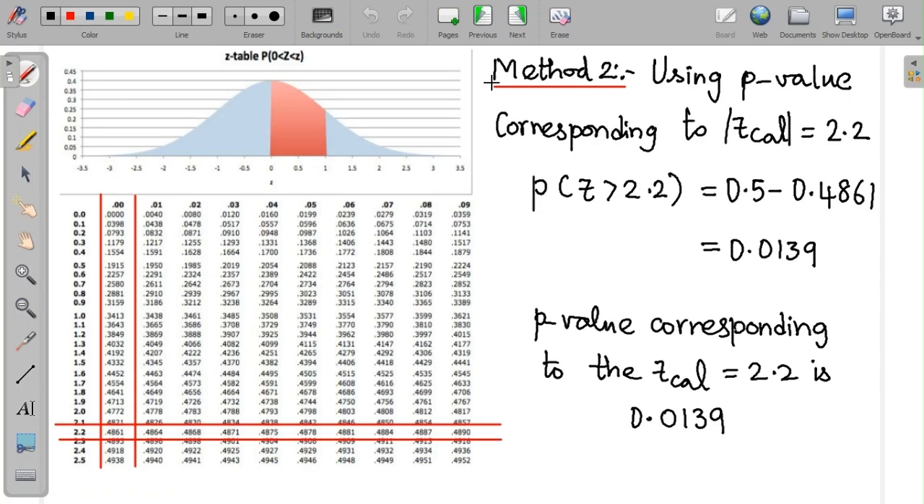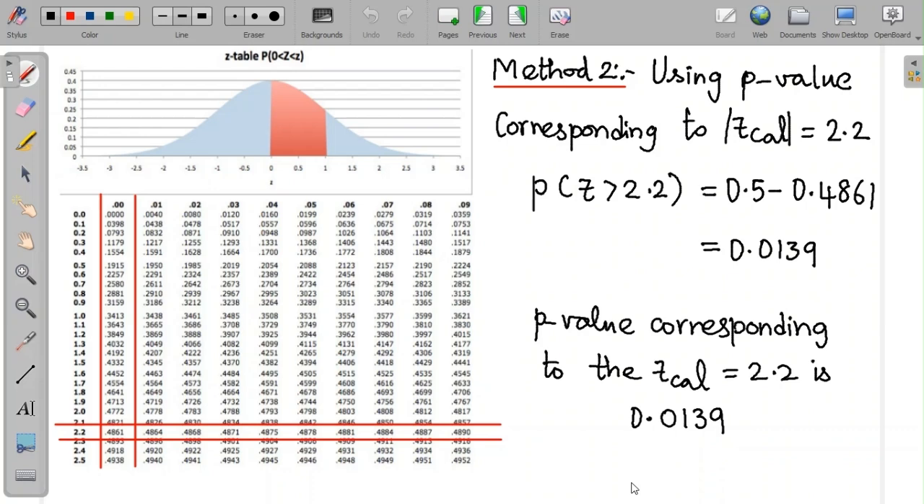Now, we'll discuss how to do the same thing with the p-value based approach. We determine the probability that the test statistic takes a value greater than 2.2. Once again, we use a normal distribution chart, and we find that the area to the right of 2.2 comes down to 0.0139. So the p-value that we wish to find is available.